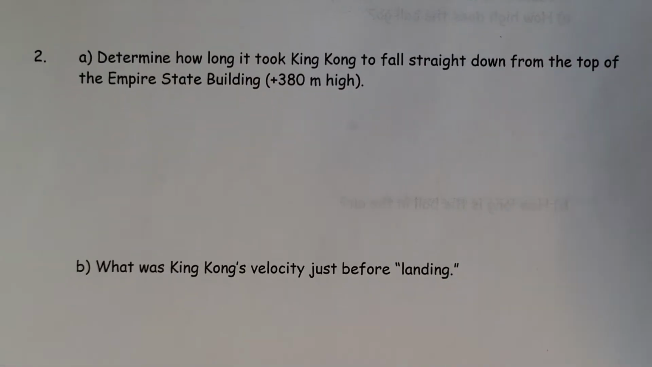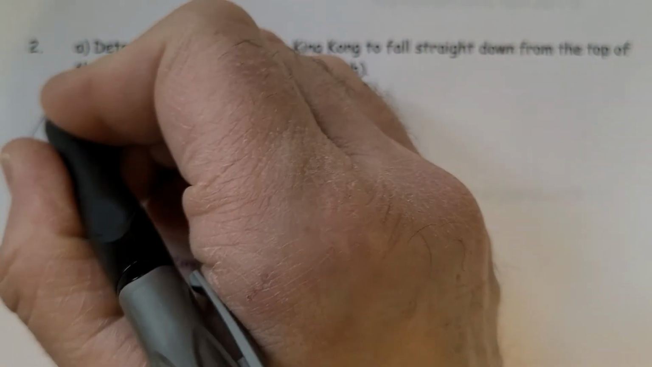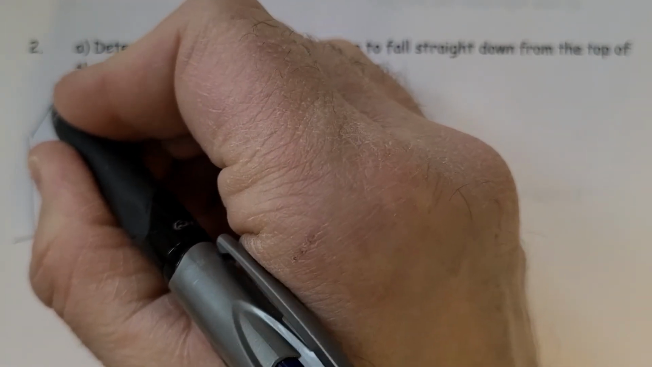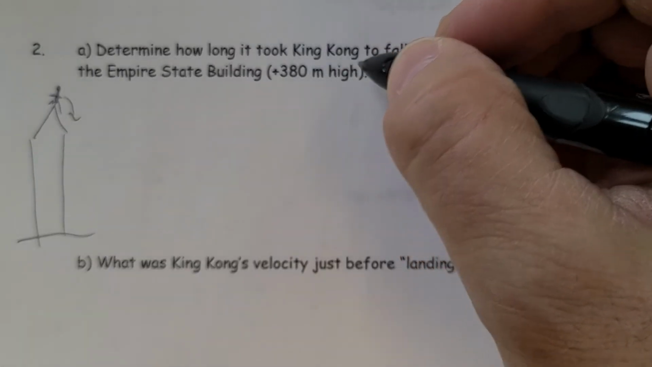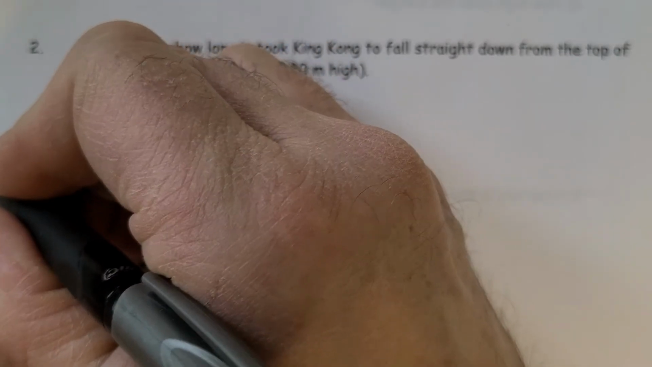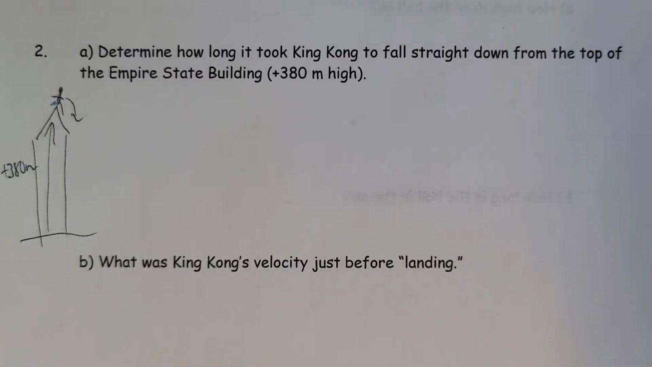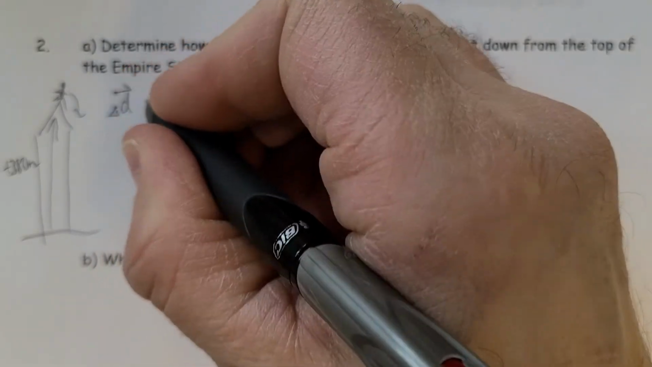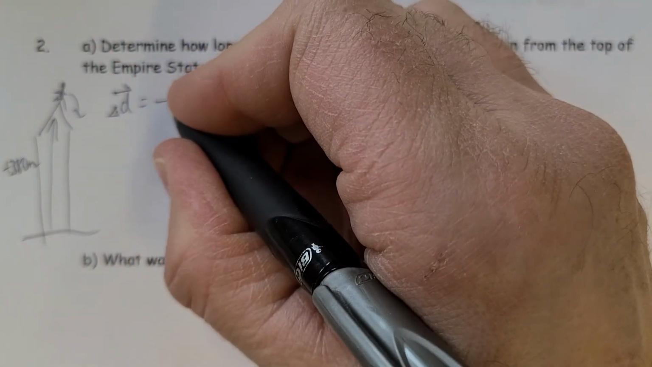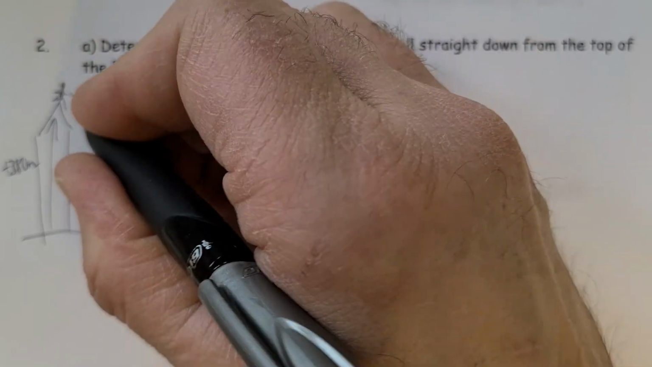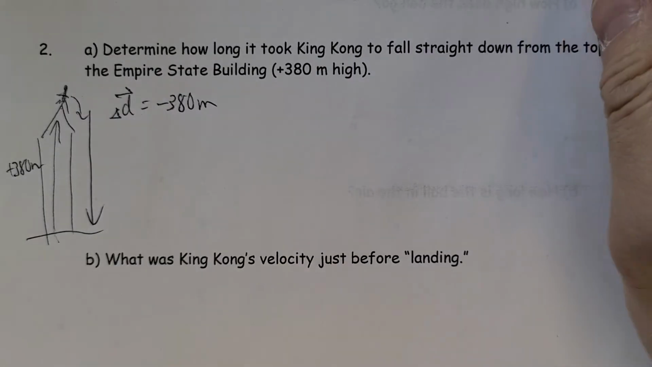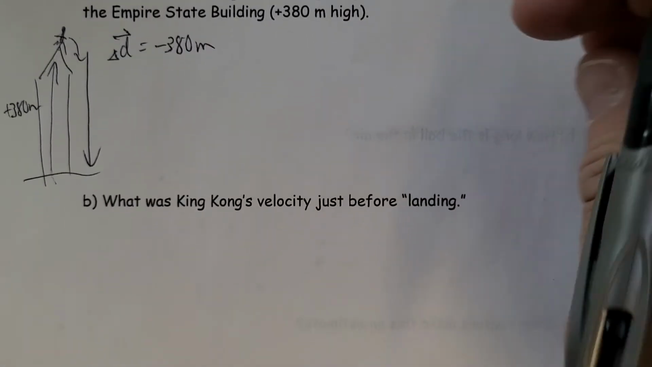Similarly here, King Kong falling down from the Empire State Building. Looks something, okay, it looks more like a rocket here. Here's King Kong, he's going to fall down. Now the building is 380 meters high, so when falling down, be sure to report that as D as negative 380. Because if you're falling this way, 380 to get up, but negative 380 as you're falling downwards. So just be careful with that.